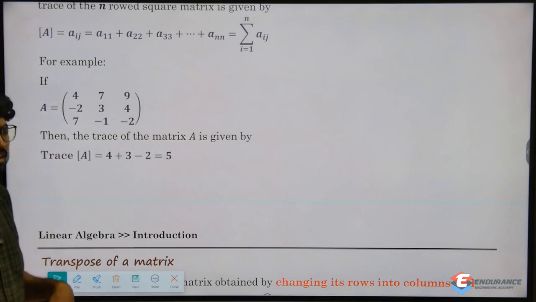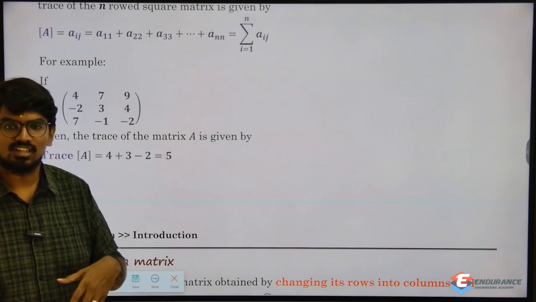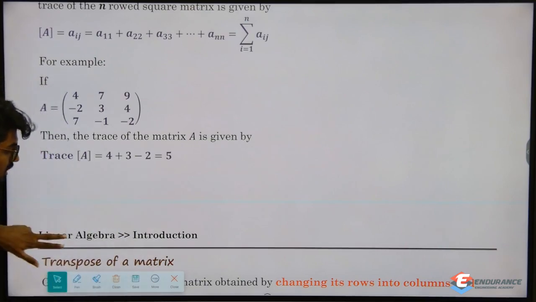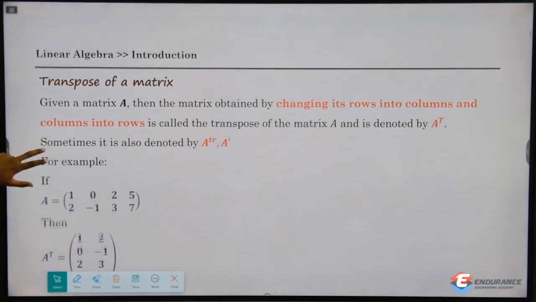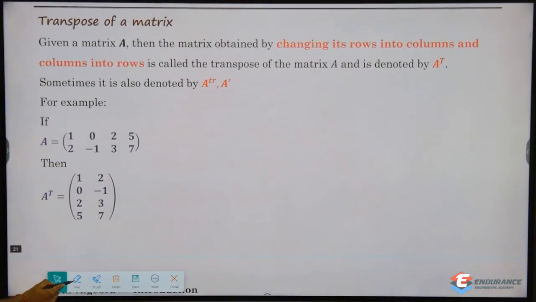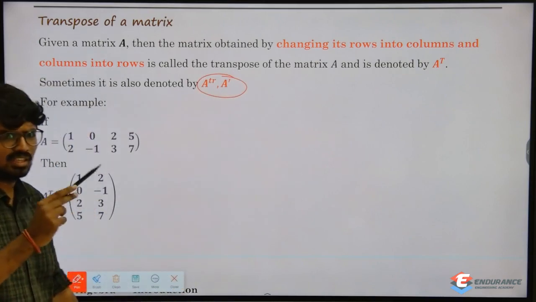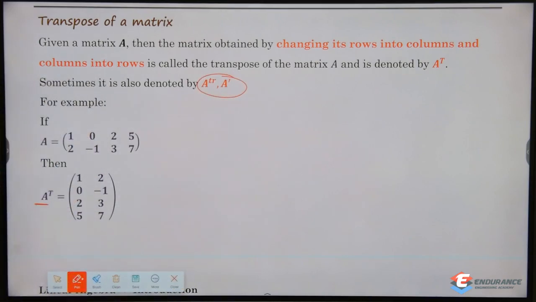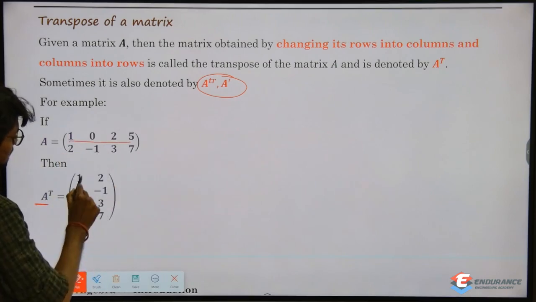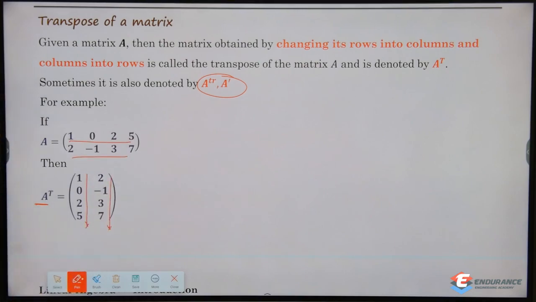And was there any requirement that transpose should be applied only for a square matrix? Not required. Even for a rectangular matrix I can apply transpose. So the rows and columns should be interchanged. Generally we will use A transpose, this symbol. Sometimes we can use A tr or A dash, but A transpose is the most commonly used. So the first row will get changed to the first column, the second row will get changed to the second column.